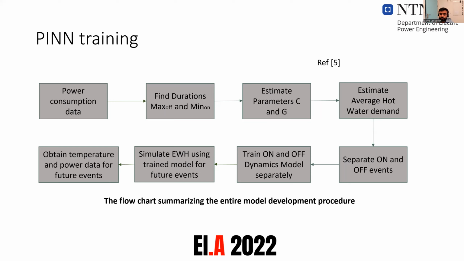Once you estimate the average water demand, you separate the on and off events. In this work, we used two models, one for on dynamics and one for off dynamics, mainly for convenience. So we separate the on events and off events, and we train the on dynamics model and the off dynamics model separately. Once the models are trained, you combine them and you simulate the electric water heater using the trained models for future events. After simulation, you can obtain the temperature and power data.